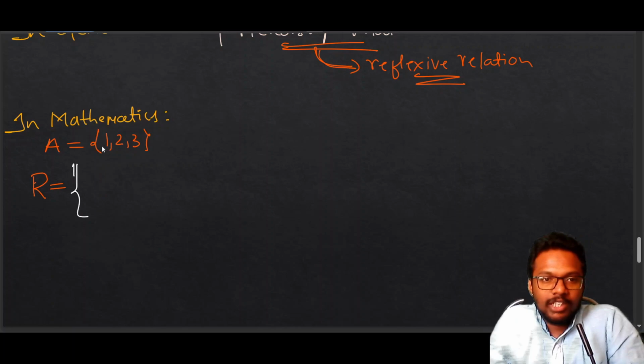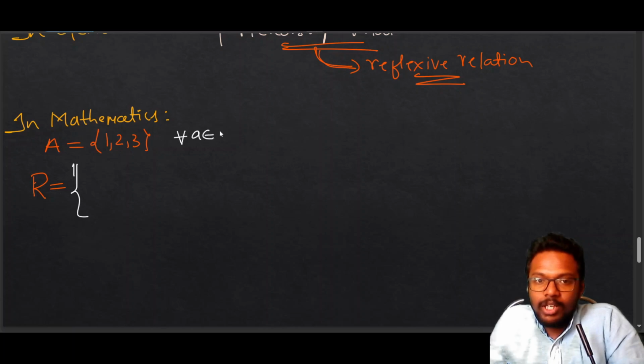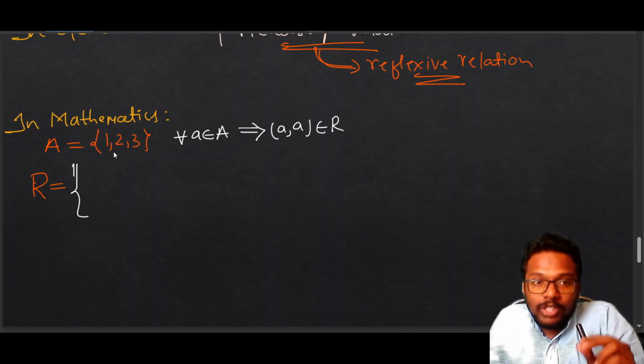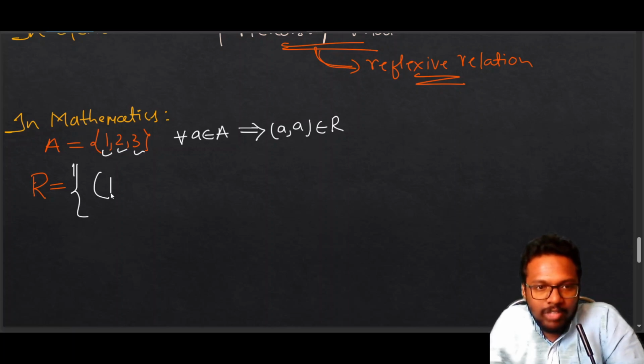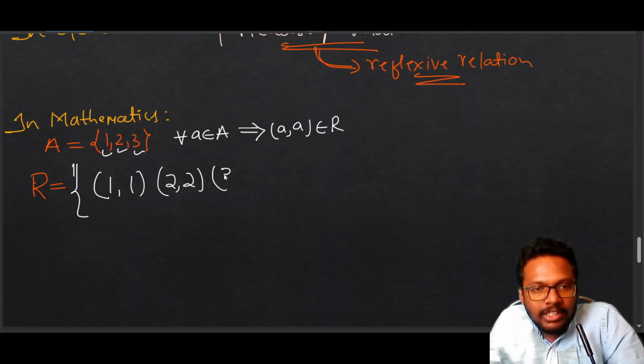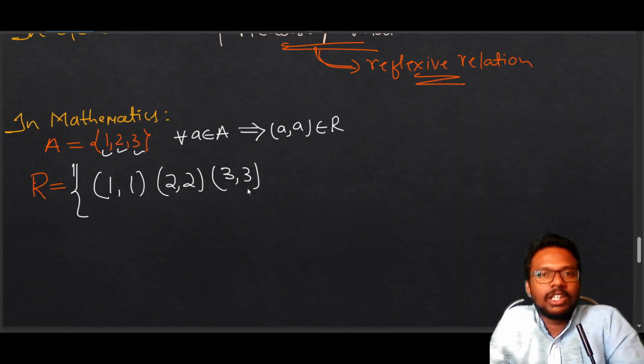Here we have 1, 2, 3. The definition says: for all a belongs to A implies (a, a) belongs to R. It means that for all a belongs to A, where A contains the elements 1, 2, 3, 1 should be related to 1, 2 should be related to 2, and 3 should be related to 3.